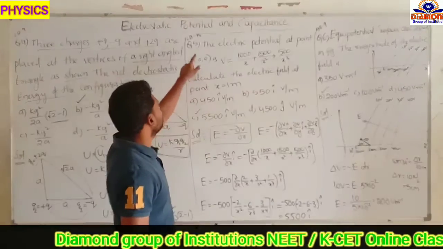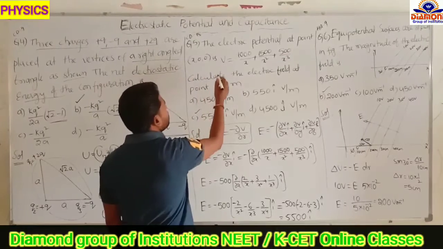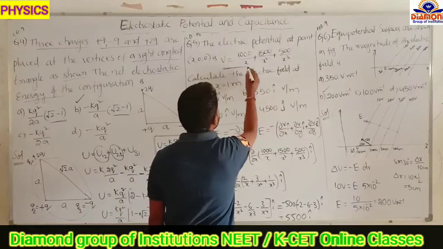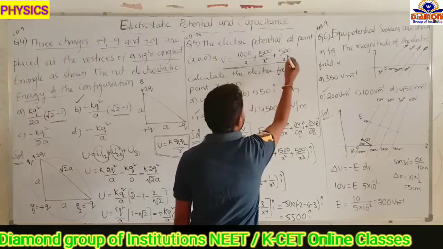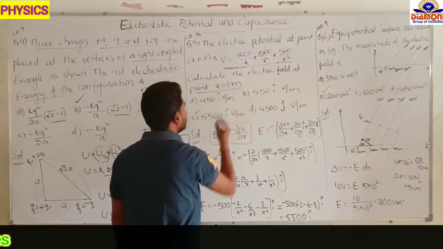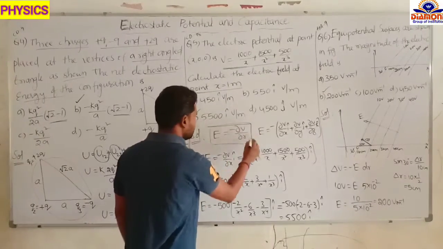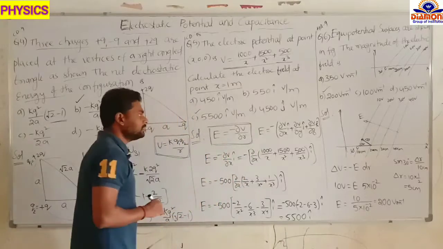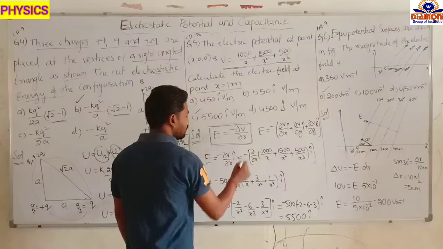Okay, next, see the next question. The electric potential at point x comma 0 is given as V equal to 1000 by x plus 1500 by x square plus 500 by x cube. Calculate the electric field at point x equal to 1 meter. So you have to remember the formula for the relationship between the electric field and potential: E equal to minus dV by dr.